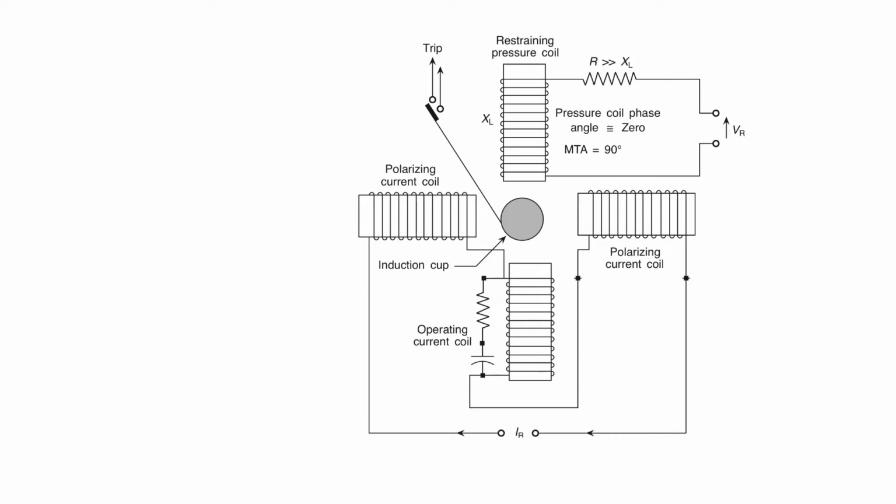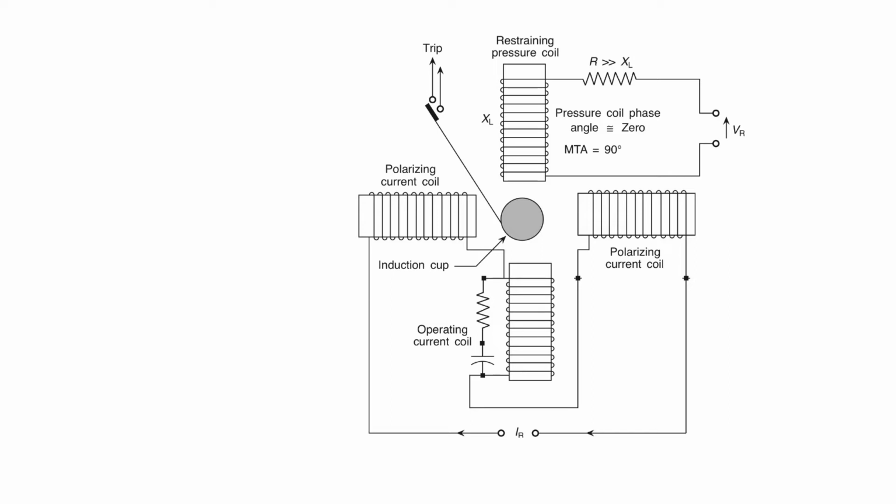created by the two currents. Now the current through the pressure coil is made to flow nearly in phase with the pressure coil voltage by connecting a resistance whose value is very high, large compared to the pressure coil inductance. This makes the phase angle of the pressure coil nearly 0 degrees, and as a result, when the phase angle is 0 degrees, the maximum torque angle is 90 degrees, because the maximum torque angle is equal to 90 minus the phase angle of the pressure coil, as we discussed in the previous modules.